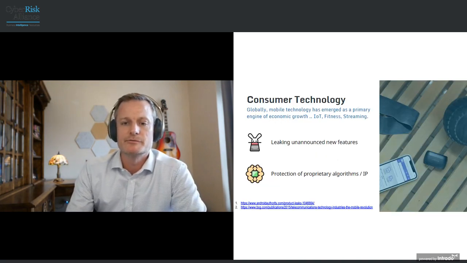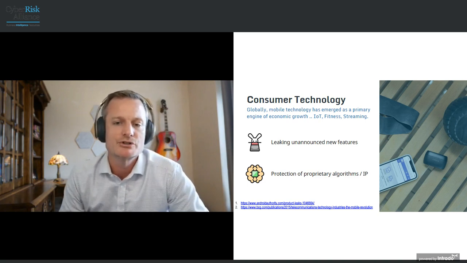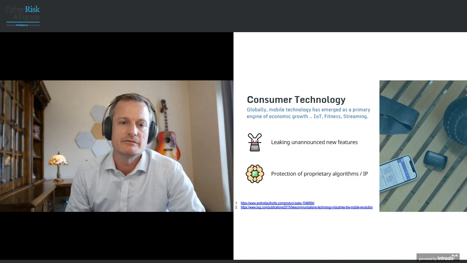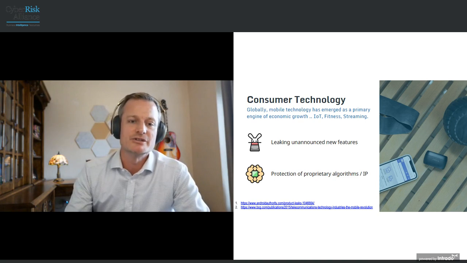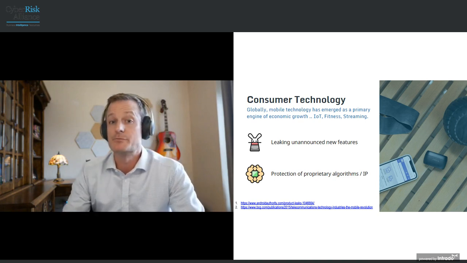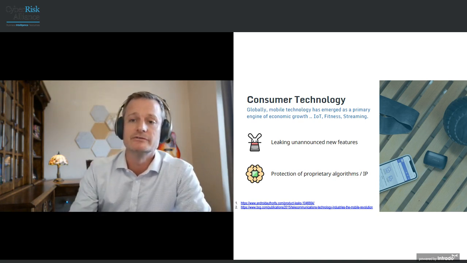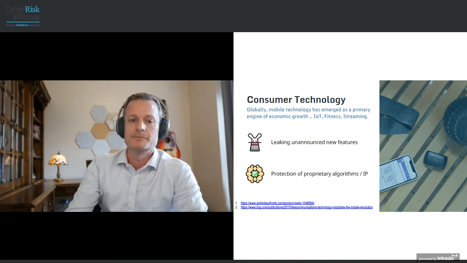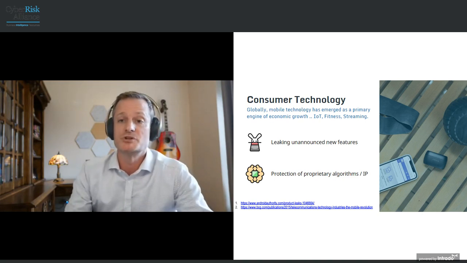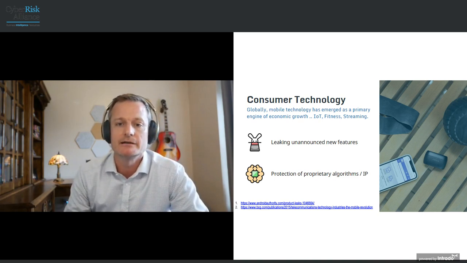Shifting gears away from the regulated view, we contrast that with an example that is really not so regulated. And this is the area of consumer technology. I use the term consumer technology to describe a pretty broad range of examples. First of all, consumer technology has been a pretty major engine of economic growth in mobile.